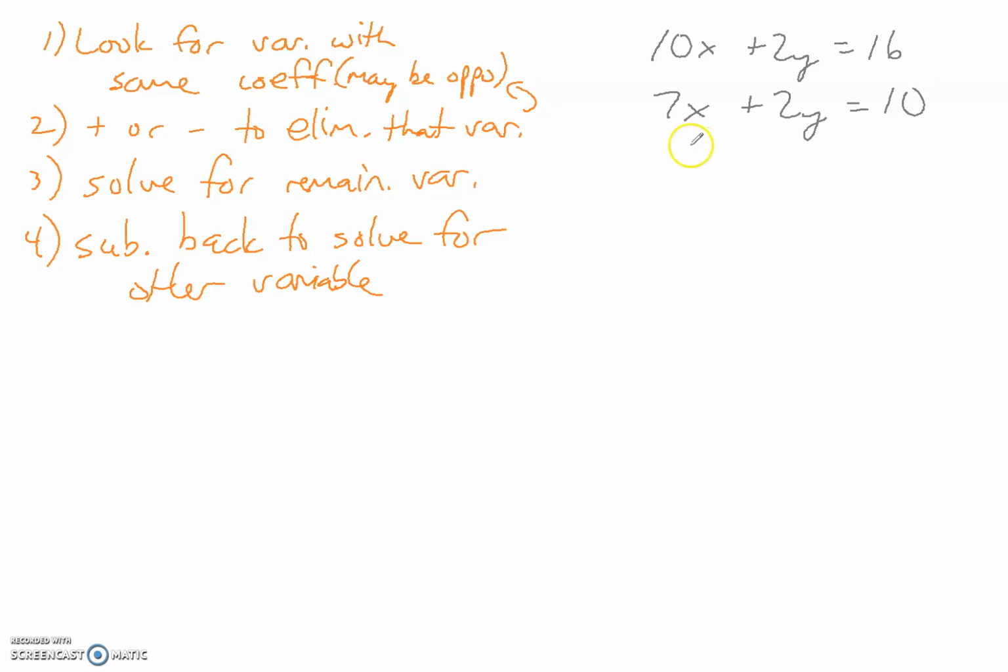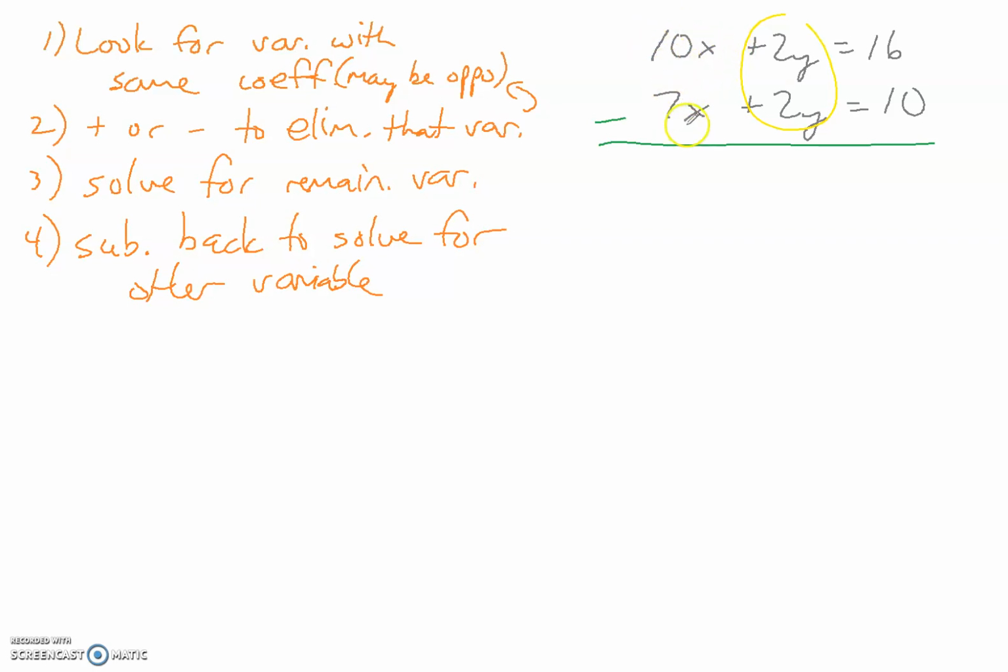Okay, well, I'm going to first of all look for same coefficient. Well, that would be this one right there. So I'm going to use that one. So in order to solve this one, I've got plus 2y and plus 2y. In order to cancel those out, I'm not going to add them together, because if I add them, I'll get 4y. I don't want 4y, I want 0y. So this time I'm actually going to have to subtract instead. But the same idea will apply. So I'll subtract everything.